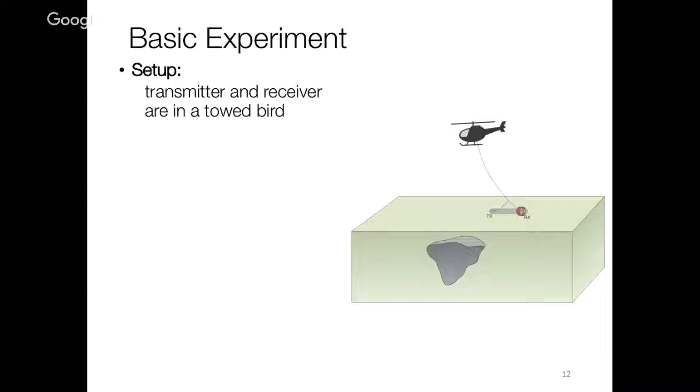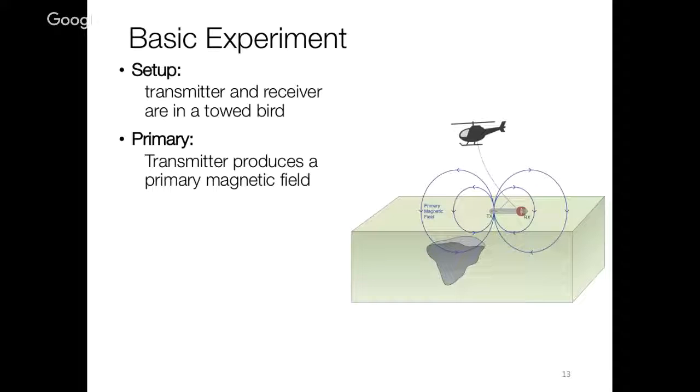There's a setup. We need a transmitter and a receiver. They're going to be towed in this bird. The transmitter is T, and the receiver is R. And we get this primary magnetic field. The transmitter, just the same as I had here, is just a loop of wire, and that gives rise to a magnetic field that looks like a dipole. So that's what's happening here. We've got a transmitter with current, and these are the magnetic field lines. You see some of those magnetic field lines are impinging on this point.